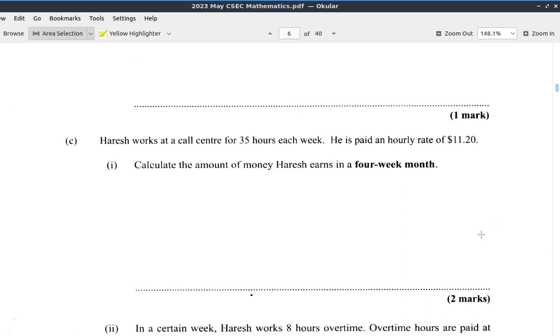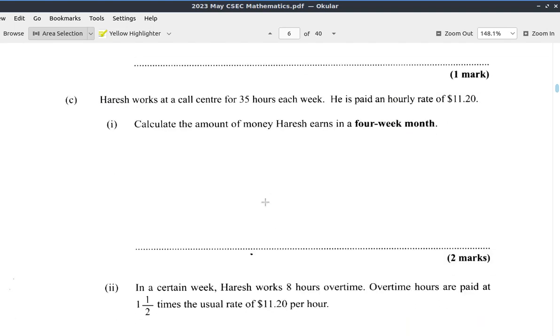Question 2C of the 2023 May CSEC Mathematics paper. Now, what it says: Harish works at a call center for 35 hours each week. He is paid an hourly rate of $11.20. Calculate the amount of money Harish earns in a 4-week month.